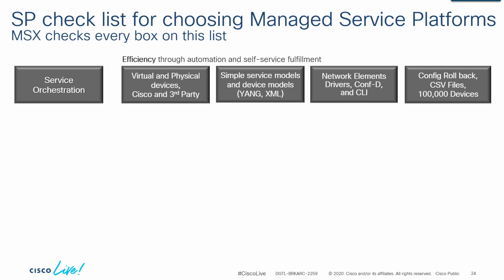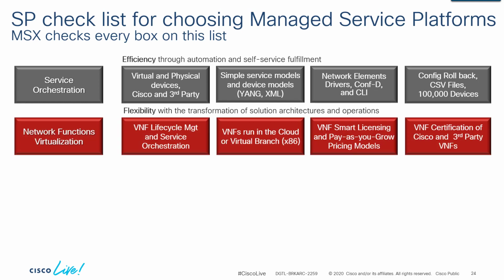You need to be able to represent things in models like Yang. You need to be able to connect to those devices through confd, CLI, network element drivers, and the orchestration platform needs sophisticated services like rollback. In case a mistake is made through the automation, it rolls back to the previous configuration. CSV files for bulk provisioning, and the scale that they're looking to deploy at is hundreds of thousands of devices.